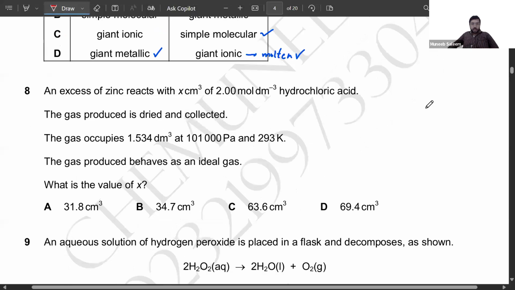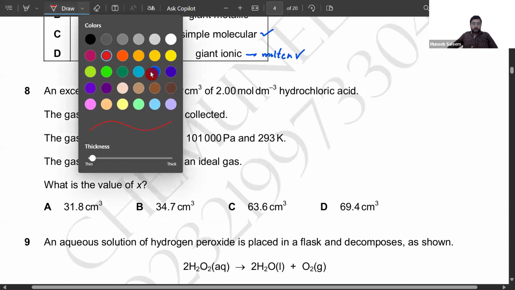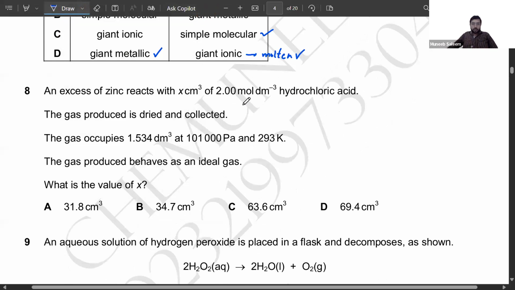Now, next question number 8. An excess of zinc reacts with hydrochloric acid of this concentration. The gas was collected and its volume measured at this temperature and pressure. Use the gas as an ideal gas. What is the value of X? So we have to find X.